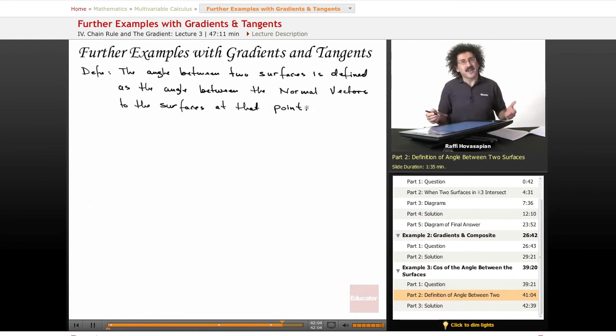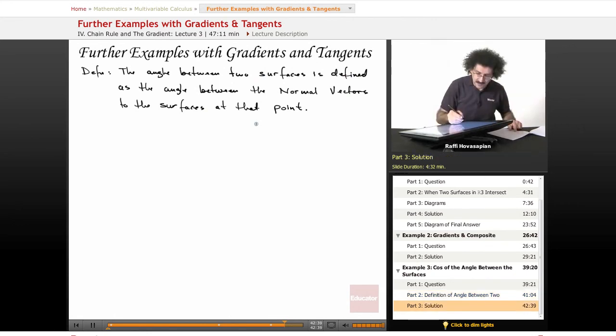And we know how to find the vector that is normal to a surface at a point. It's the gradient vector evaluated at that point. That's the whole idea. You have a surface, and the gradient vector is perpendicular to that surface at that point. So the angle between two surfaces is defined as the angle between the normal vectors to the surfaces. You have a surface, you've got a normal vector. You have another surface, you have another normal vector. The angle between those two normal vectors is the angle between the surfaces.